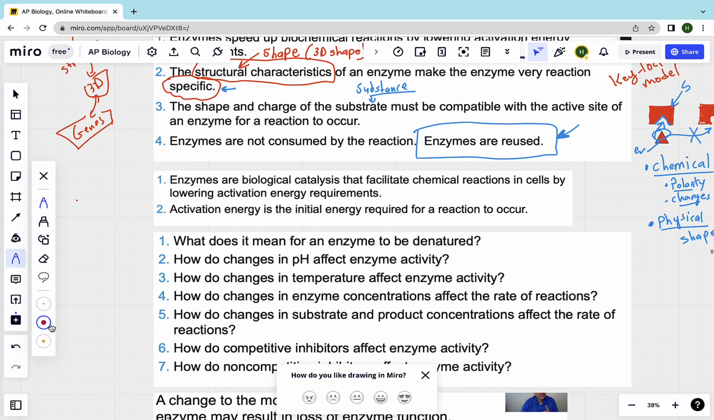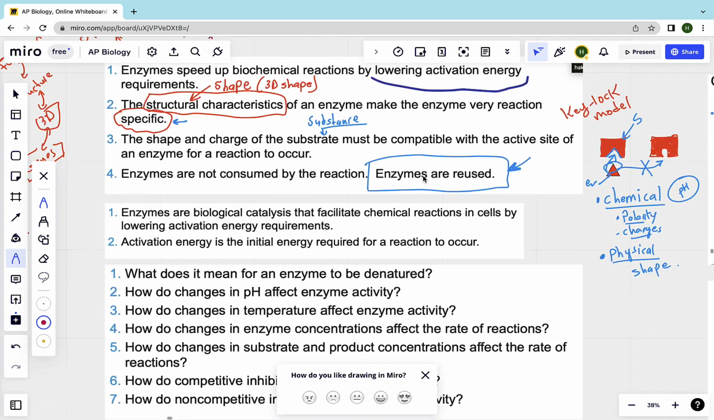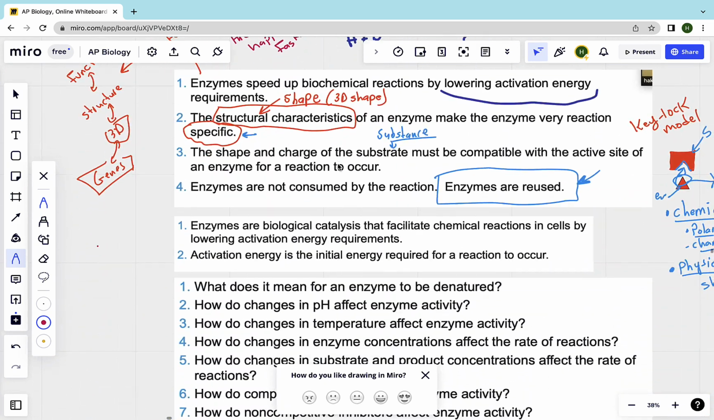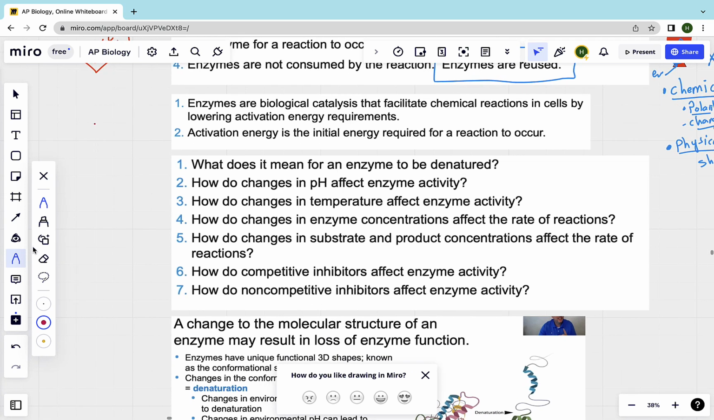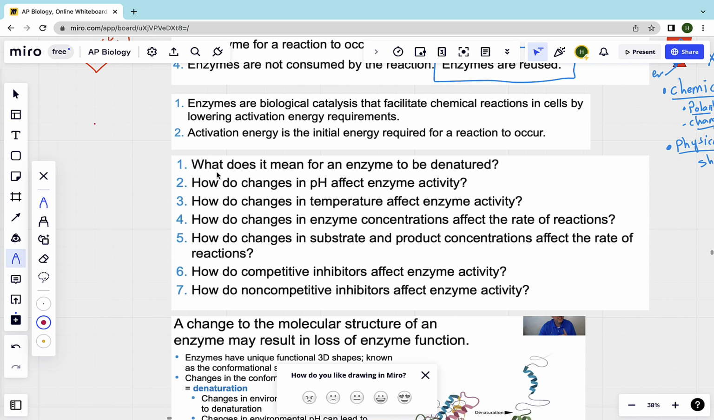Enzymes are biological catalysts that facilitate chemical reactions in cells by lowering the requirements of activation energy. We said that activation energy is the initial energy required for a reaction to occur. Girls, please, this is distraction. We already explained this. I explained enzymes before. Now let's answer those questions, and this is what we are going to study in the next one.